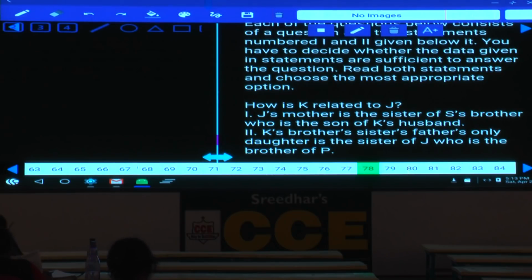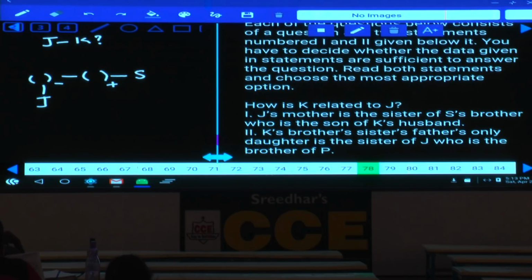Then question number 78, how is K related to J? Now we need to find out how K is related to J. Condition number 1, J is mother. Now J has a mother. That person, J's mother, is the sister of whom? Is the sister of one person, that is S's brother. That means S's brother and J's mother are siblings to each other, isn't it? Is the sister of S's brother.